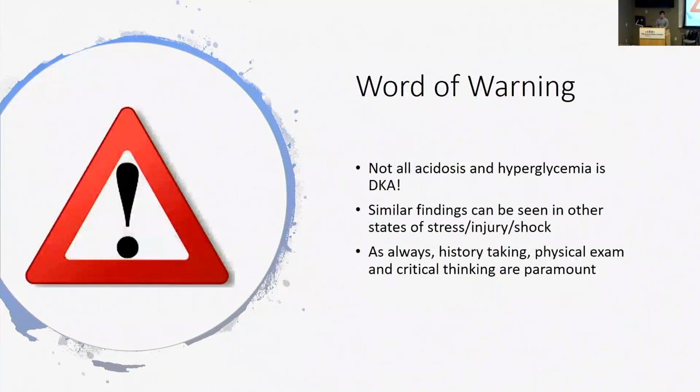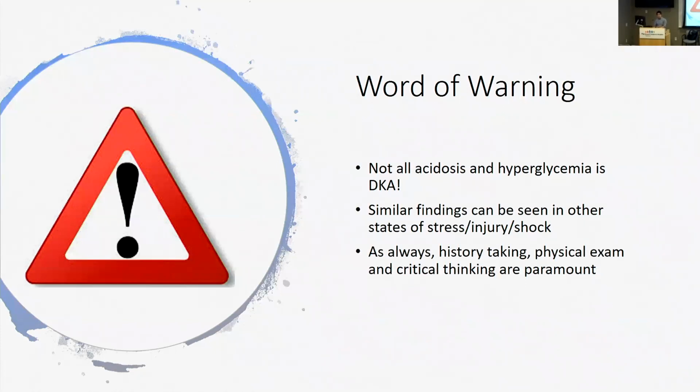One word of warning here is, we commonly think of this constellation of symptoms and laboratory findings as classic for DKA, but it's important to keep in mind that not everything that looks like this is DKA. You can have hyperglycemia and acidosis that's not being driven by DKA. In any significant stress, injury, or infection, you have release of your catecholamines, which is going to increase your glucose production, so you're going to see hyperglycemia. And if you have malperfusion because of whatever your insult is, then you're going to have an acidosis.